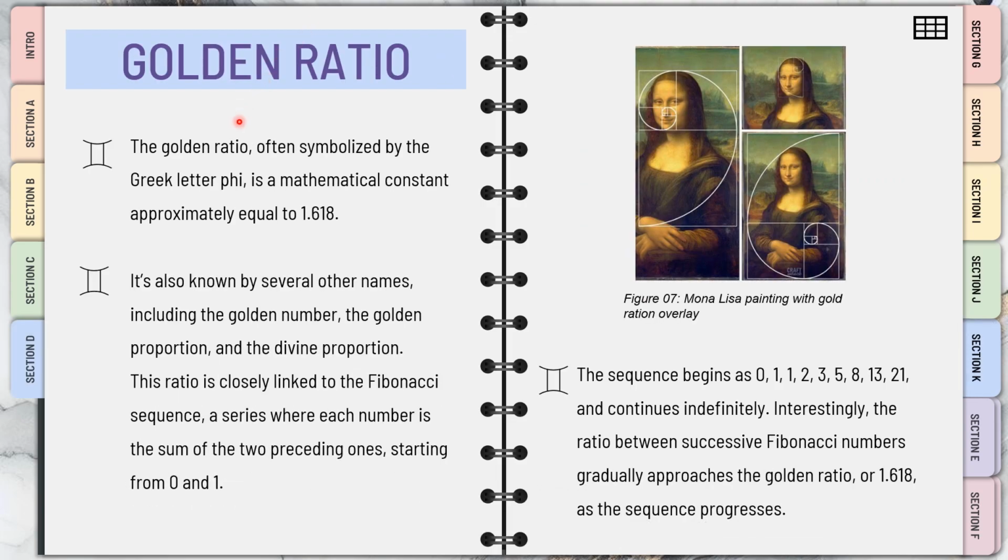Golden ratio. The golden ratio, often symbolized by the Greek letter phi, is a mathematical constant approximately equal to 1.618. It is known by several other names, such as the divine proportion, the golden number, or the golden proportion. In Figure 7, you see the Mona Lisa with an overlay of the golden ratio.